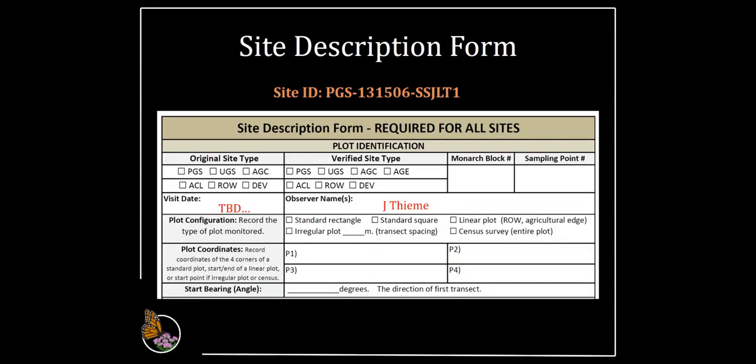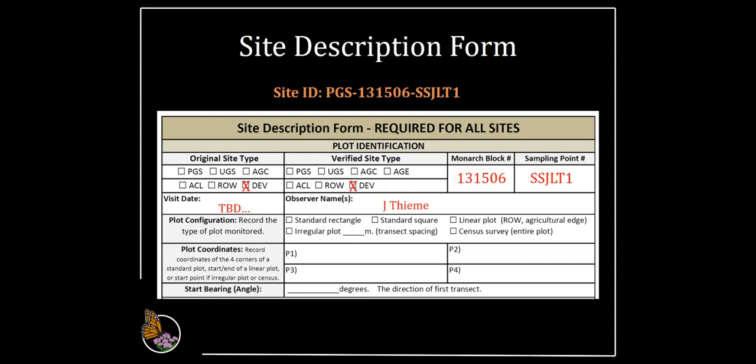You can choose to print out the site description form on paper or enter the information directly into the Survey 123 app. In this example, we've chosen to print out the form. First, we mark the original site type. This is a developed open space, and we verified it because we know the site. It's in Monarch Block 131506, and the sampling point, which we created, is SSJLT1.